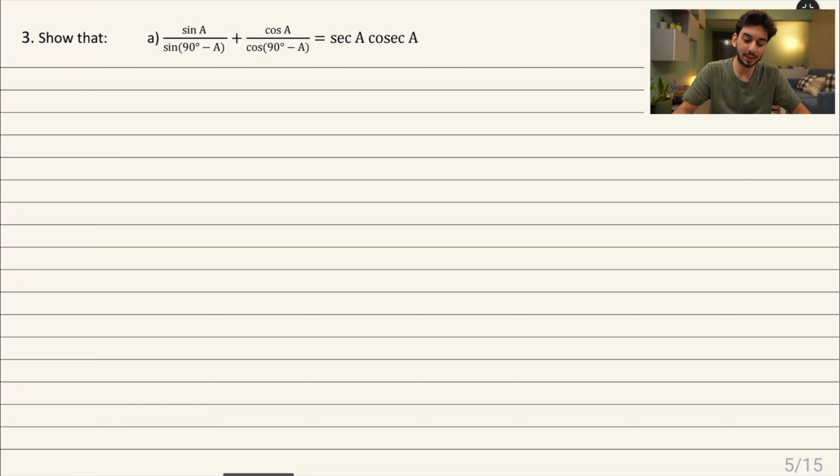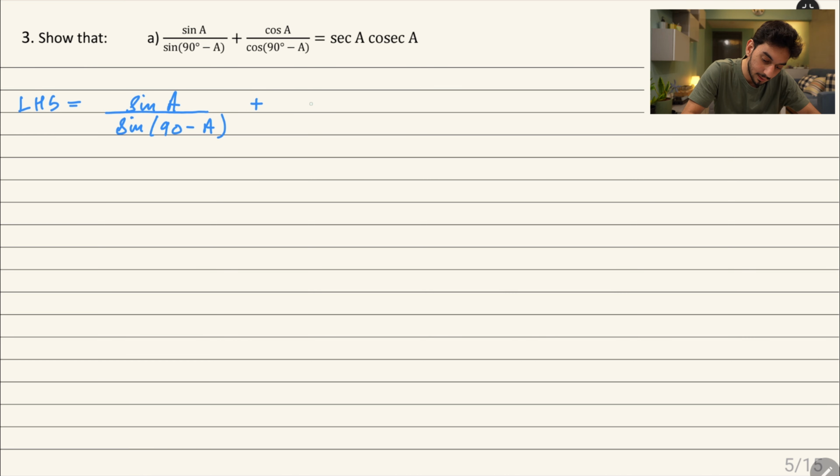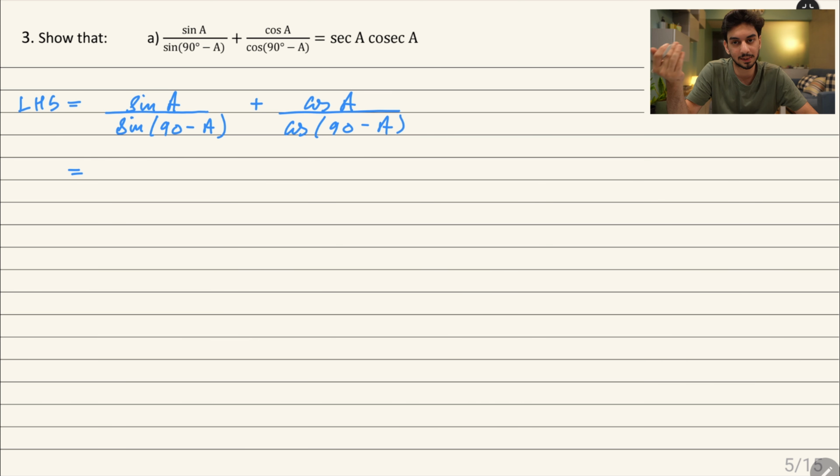This one says show that sin A upon sin 90 minus A plus cos A upon cos 90 minus A is equal to sec A times cosec A. Obviously, we'll be starting with the left hand side. So the left hand side is sin A upon sin 90 minus A plus cos A upon cos 90 minus A. Okay. Now we know the rules. Sin 90 minus theta is cos theta and cos 90 minus theta is sin theta. So we can use those rules in the denominators.